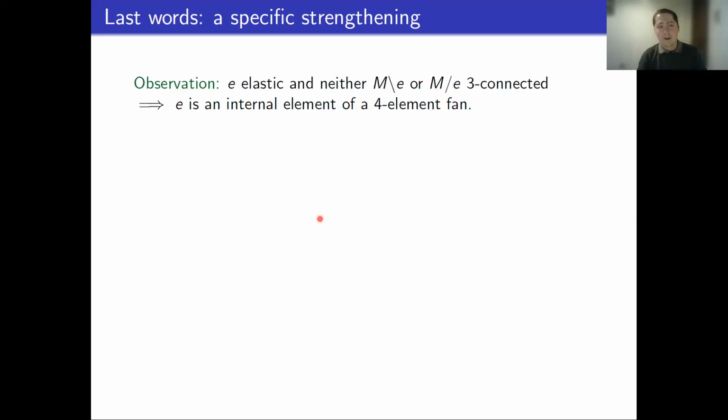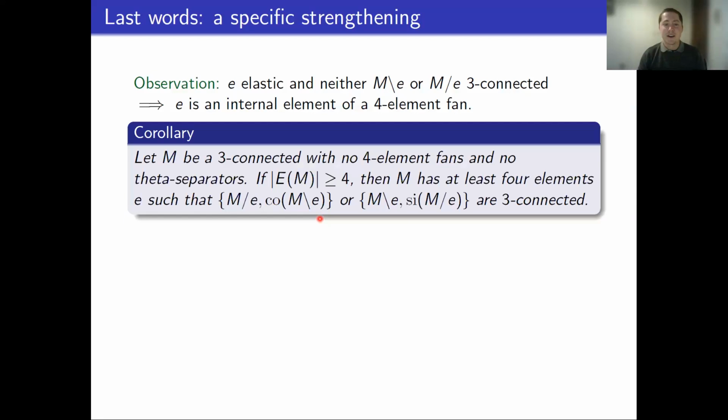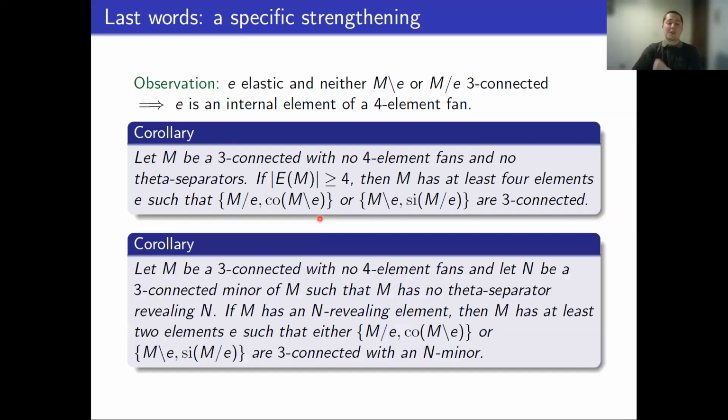So a little corollary of our work: if M is a 3 connected matroid with no 4-element fans and no theta separators, that's got at least 4 elements, then it has at least 4 elements E such that either this pair, M contract E and the co-simplification of M delete E, or this pair, M delete E and the simplification of M contract E, are 3 connected. Just a slight strengthening, I suppose, of our Wills and Wells that just immediately happens. And we have the analogous one for inelastic things. I saw that this week, and I thought, yeah, that's pretty neat.